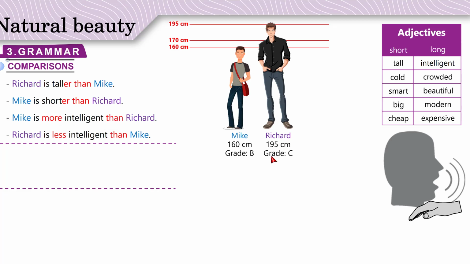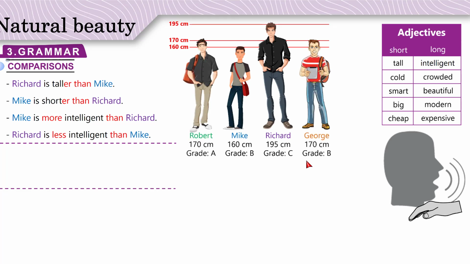Now let's add 2 more students to the comparisons. We have George and Robert. Now let's use tall to compare between all of them. We will not use taller than. We say Richard is the tallest. Who is the shortest? It's Mike.